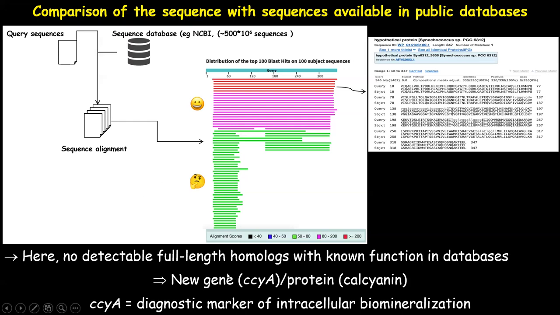But basically what we know from there is that we have a gene that we call CCYA and a protein which corresponds to it, that we call calcyanine. And this is a new gene, new protein. And we don't know the function. But what we know is that this gene is a diagnostic marker of cyanobacteria forming intracellular carbonates.